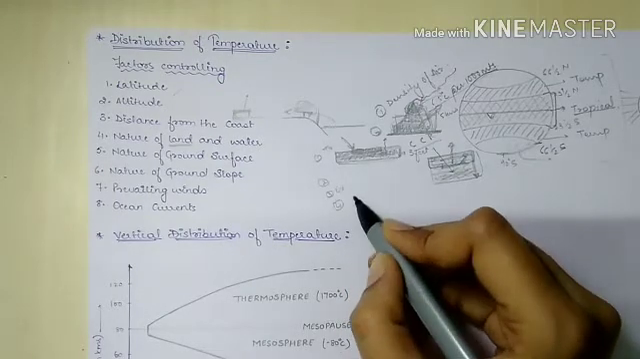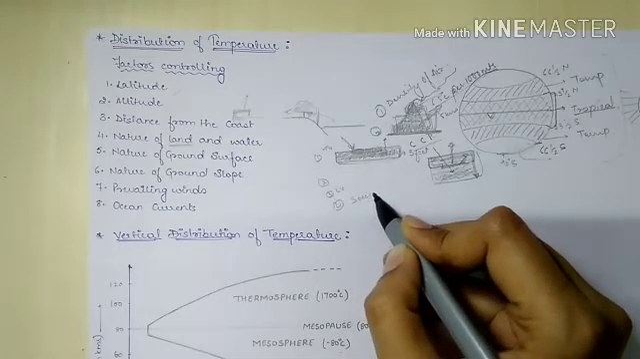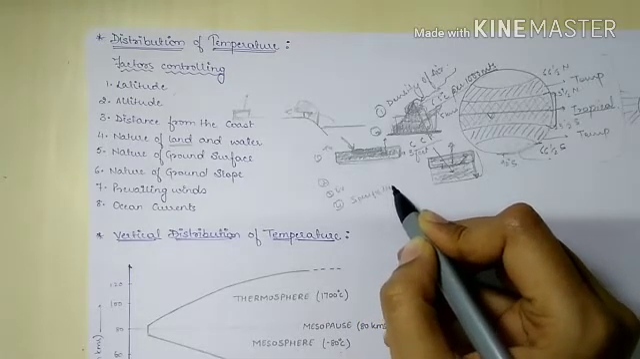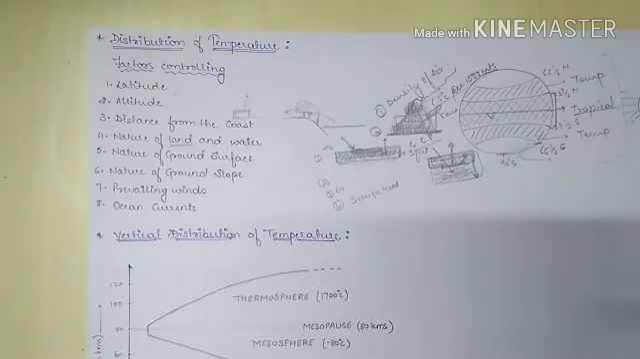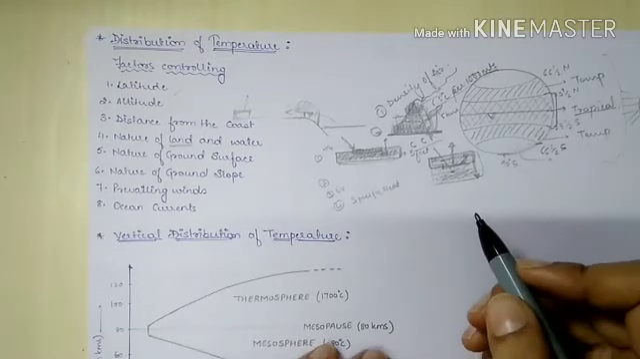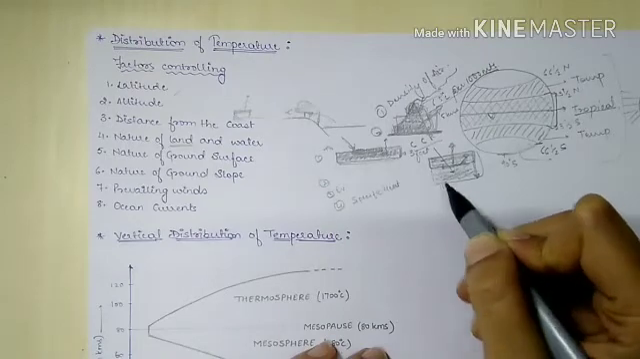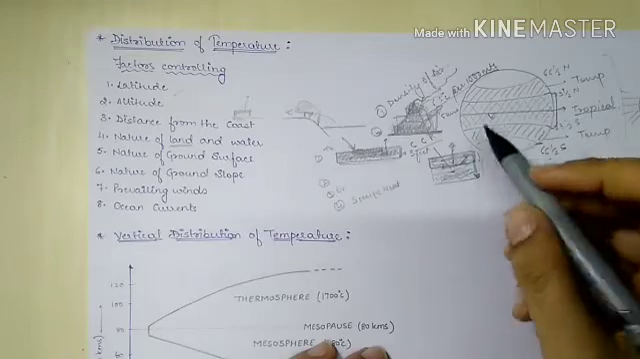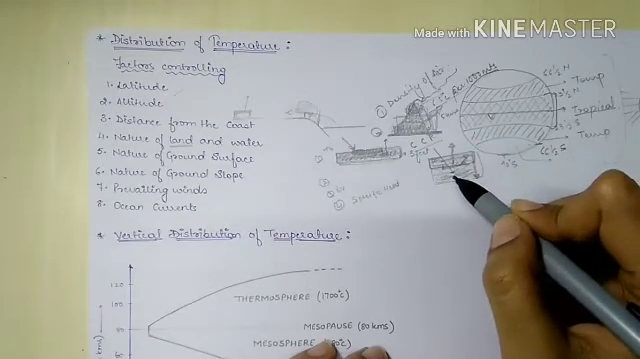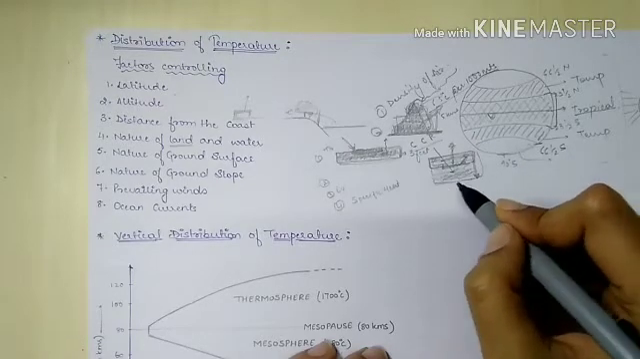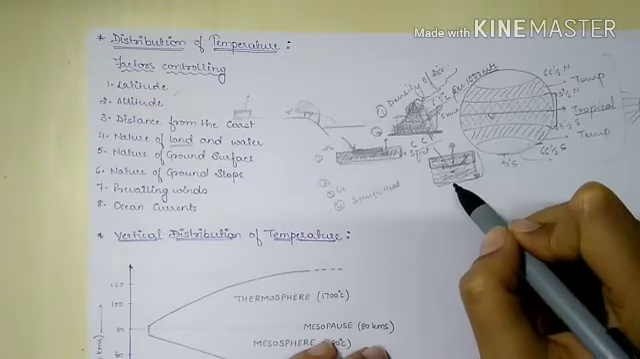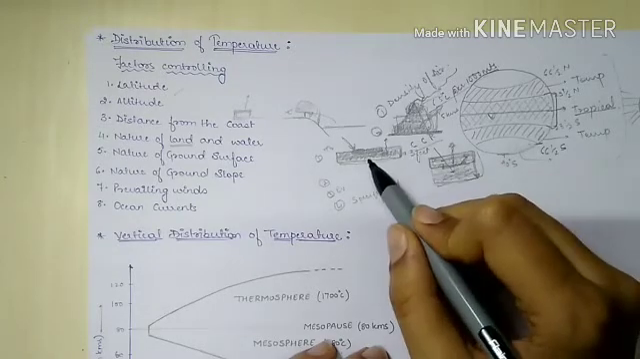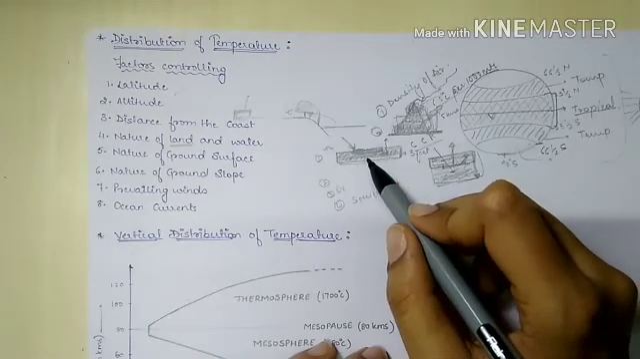Now the fourth reason is specific heat. Specific heat is the amount of heat that is needed to raise the temperature of 1 gram of a substance by 1 degree Celsius. The specific heat of water is much more as compared to the land, and hence the energy required for warming up the water surface will be much more as compared to the energy required by the land.